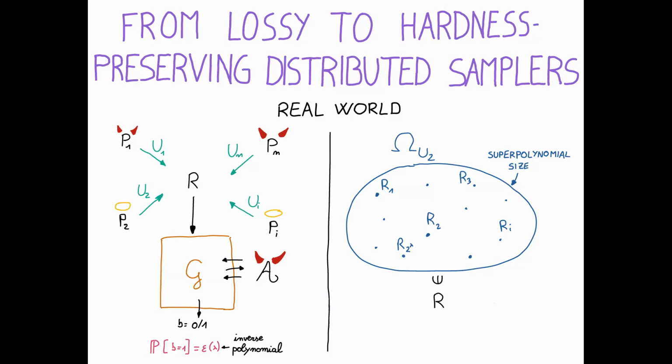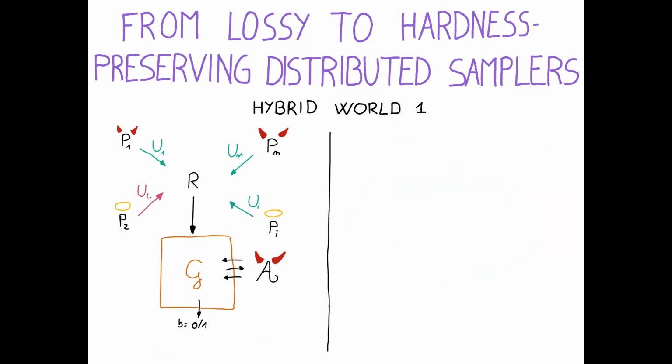Now we proceed using a hybrid argument, trying to reach a contradiction. We move to hybrid 1. Here we switch the message of party P2 from standard mode to lossy mode. All of a sudden, the set omega of U2 becomes small, polynomial in size, and R still belongs to it.